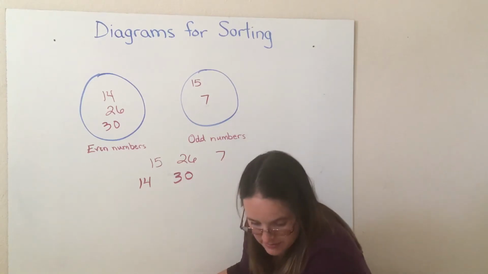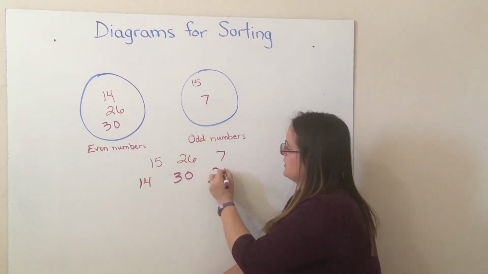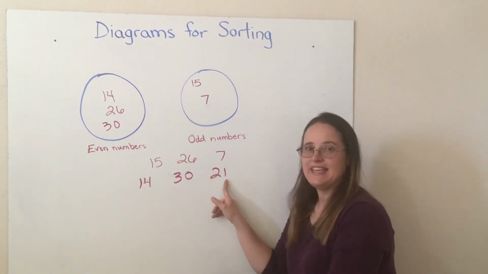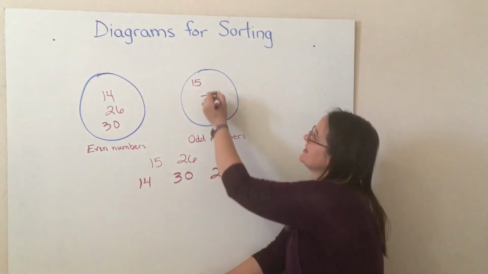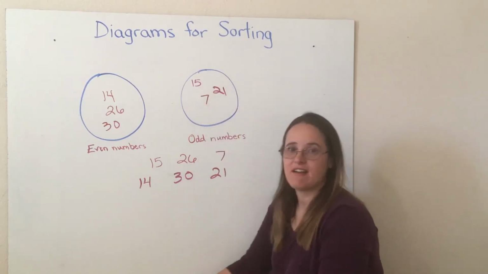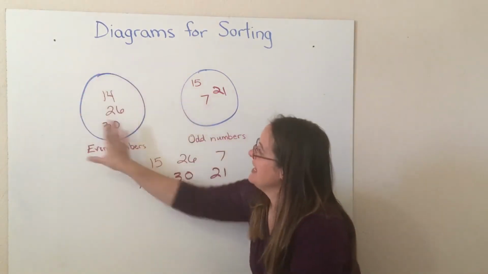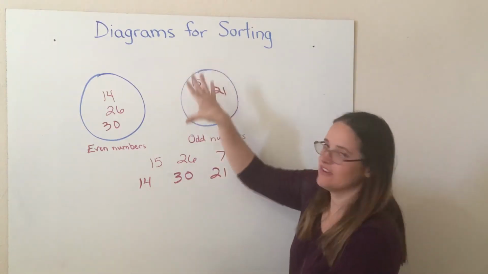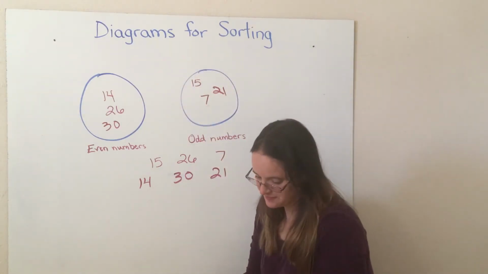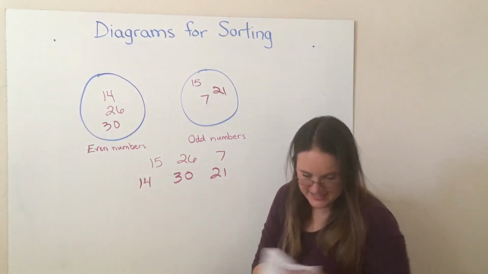Our final number that we're going to sort is 21. Is 1 even or odd? 1 is odd, so we'll put it in our odd number circle. So here in this circle, we've sorted all of our even numbers compared to all of our odd numbers over here.